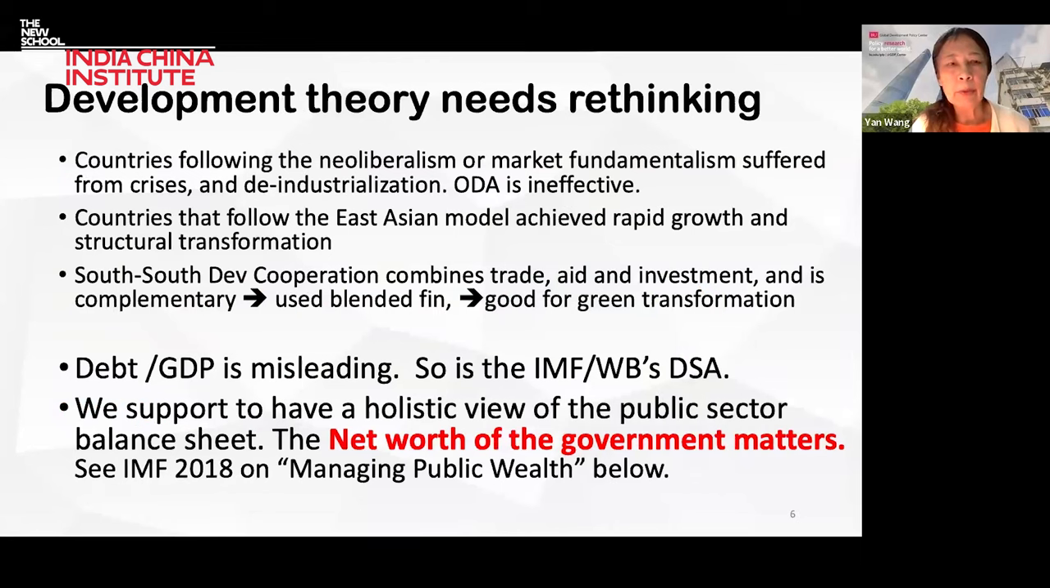For example, the ratio debt over GDP is misleading because debt is a stock and GDP is an annual number, it's a flow. So a stock number over a flow number is clearly maybe over 100%. So I think the IMF World Bank's DSA is also misleading in that indicator. We support a holistic view of the public sector balance sheet. So the net worth of the government matters.